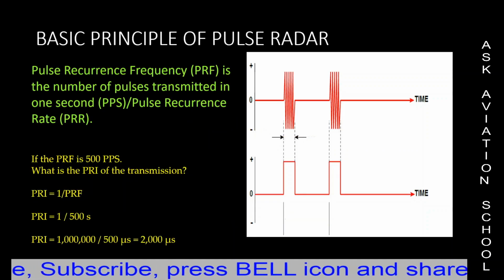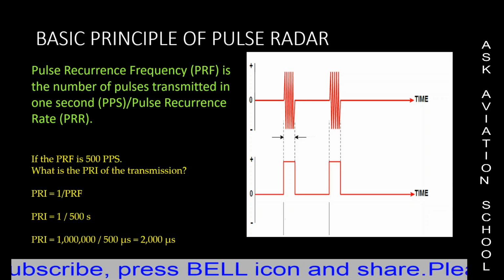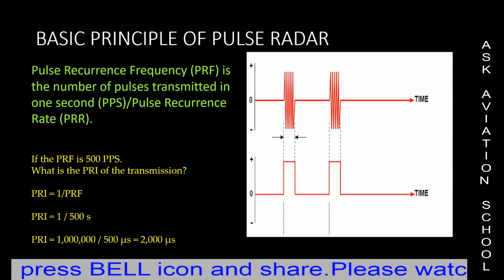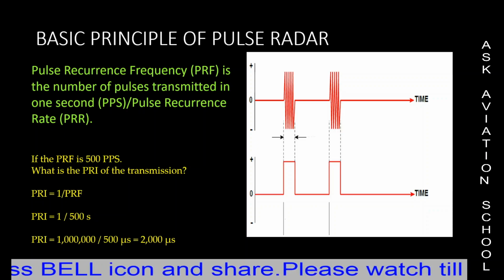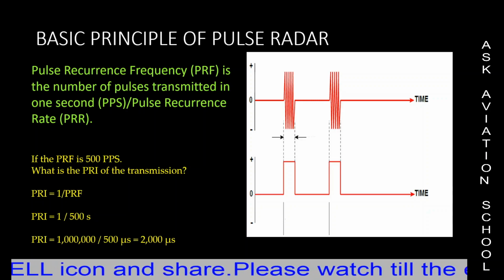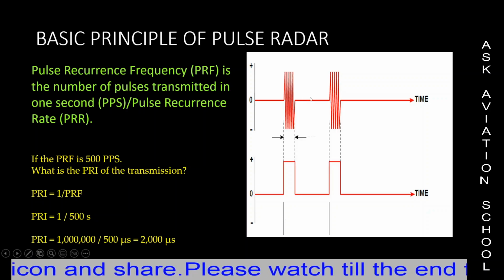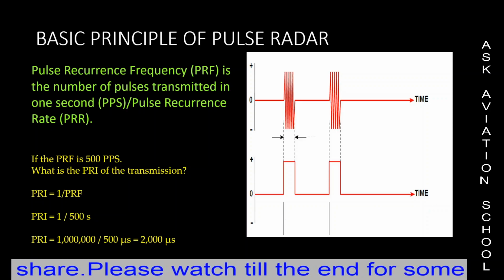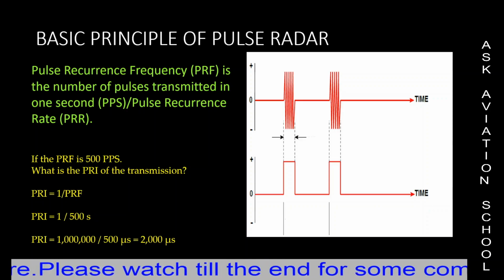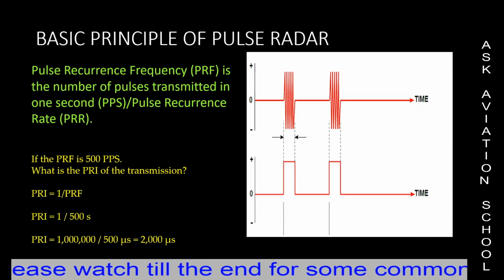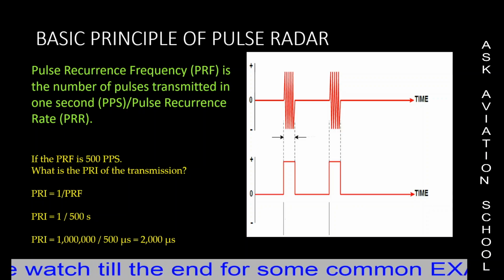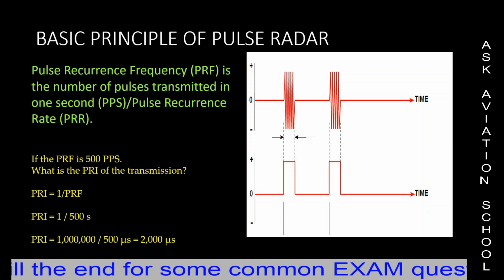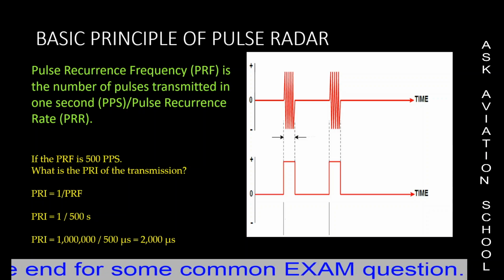Then we have the pulse recurring frequency. As we have seen, there is a time between two pulses. How many such pulses are transmitted in a second is known as the pulse recurring frequency. So pulse recurring frequency is the number of pulses transmitted in 1 second, which is also known as the pulse recurring rate or PRR. If we correlate the PRF and the PRI, they are reciprocal to each other.